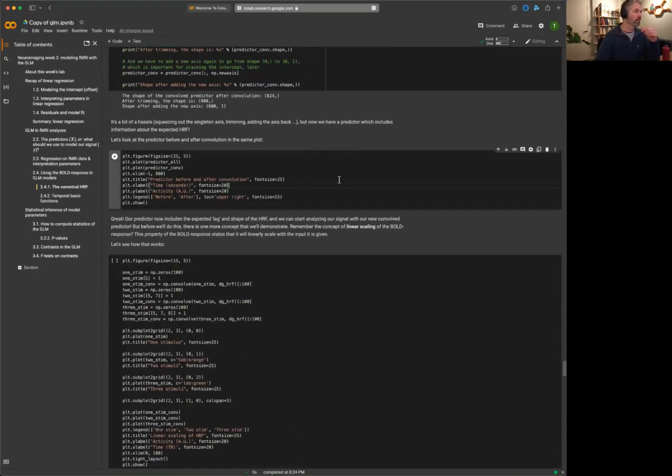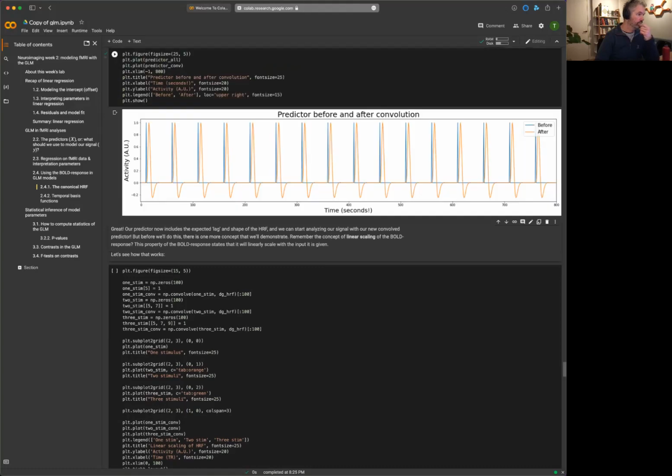So let's see what that looks like before and after convolution, right? Even though the events happened at some time point, we expect the maximal response about 4 seconds later, right? And we also expect a much longer response.